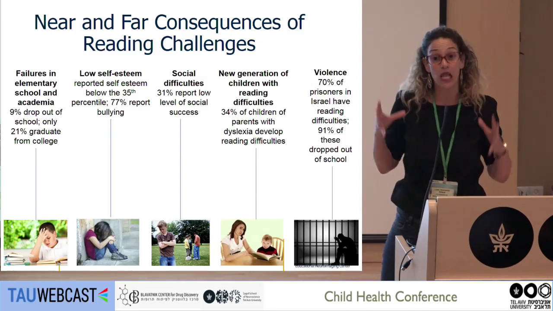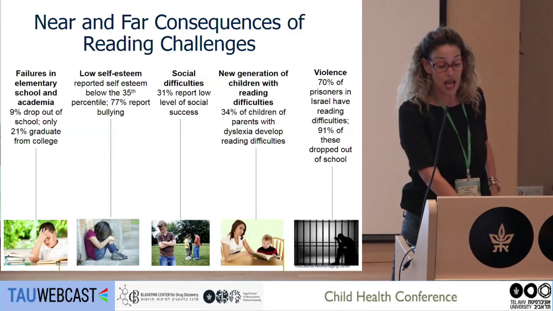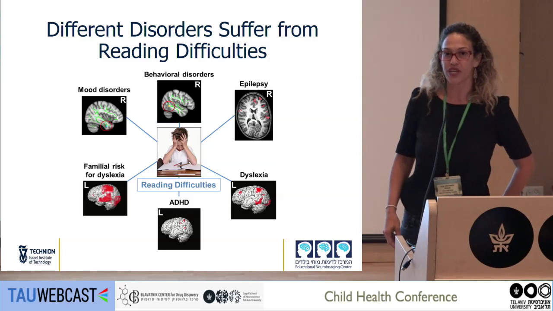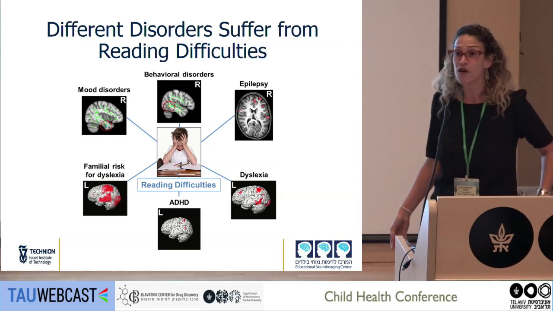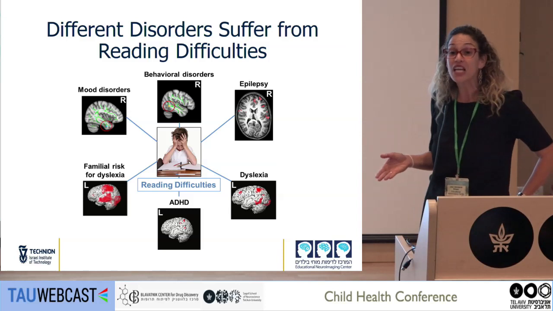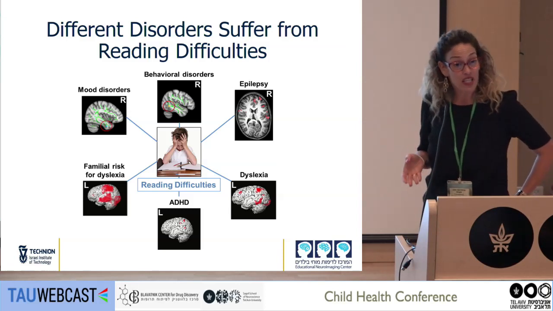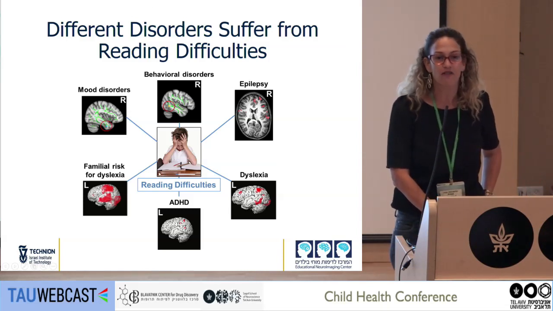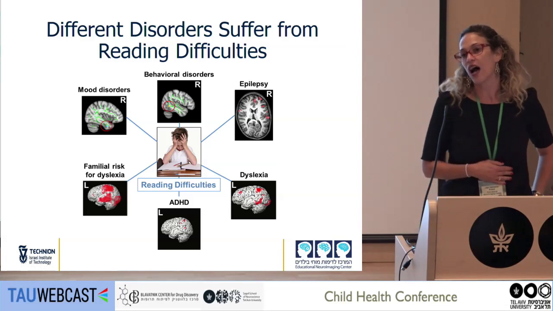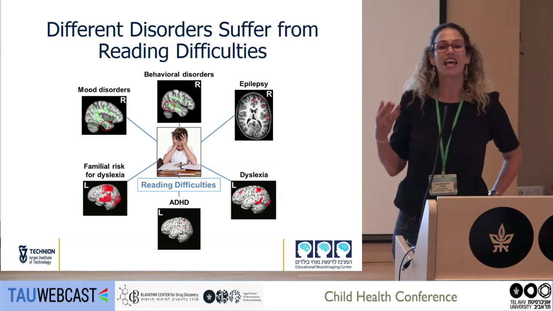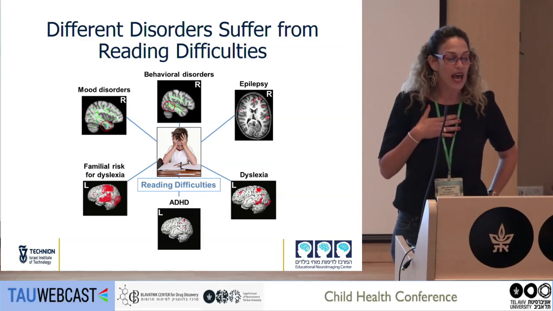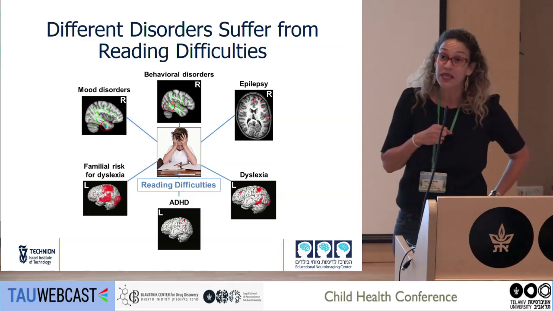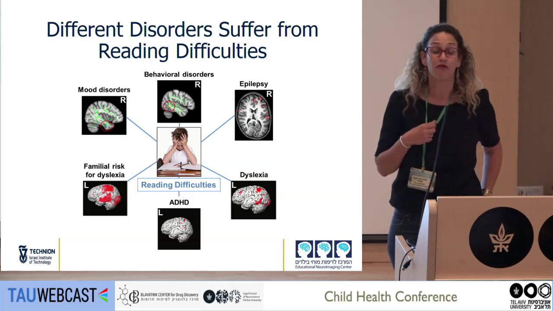And in the US, they put lots of funding into improving children's learning ability early, and maybe even preventing reading difficulties. So who suffers from reading difficulties? Many, many neurological and developmental disorders. This is just a slide that summarizes some of our work in recent years. We have children with psychiatric disorders, like mood disorders, anxiety disorders, behavioral disorders like ODD. We have children with attention deficit problems. We have children with epilepsy who suffer from reading difficulties, and of course dyslexia.